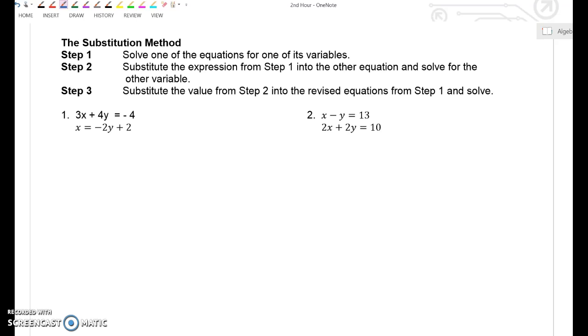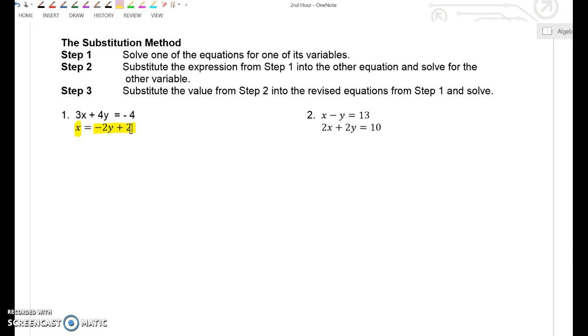To solve systems algebraically, there's two methods that we're going to learn about. There's the substitution method and the elimination method. The substitution method is all about substituting, which is why it's called the substitution method. The substitution method says that first we need to solve one of the equations for one of its variables, and likely the system is already set up in that way. So notice x equals negative 2y plus 2.